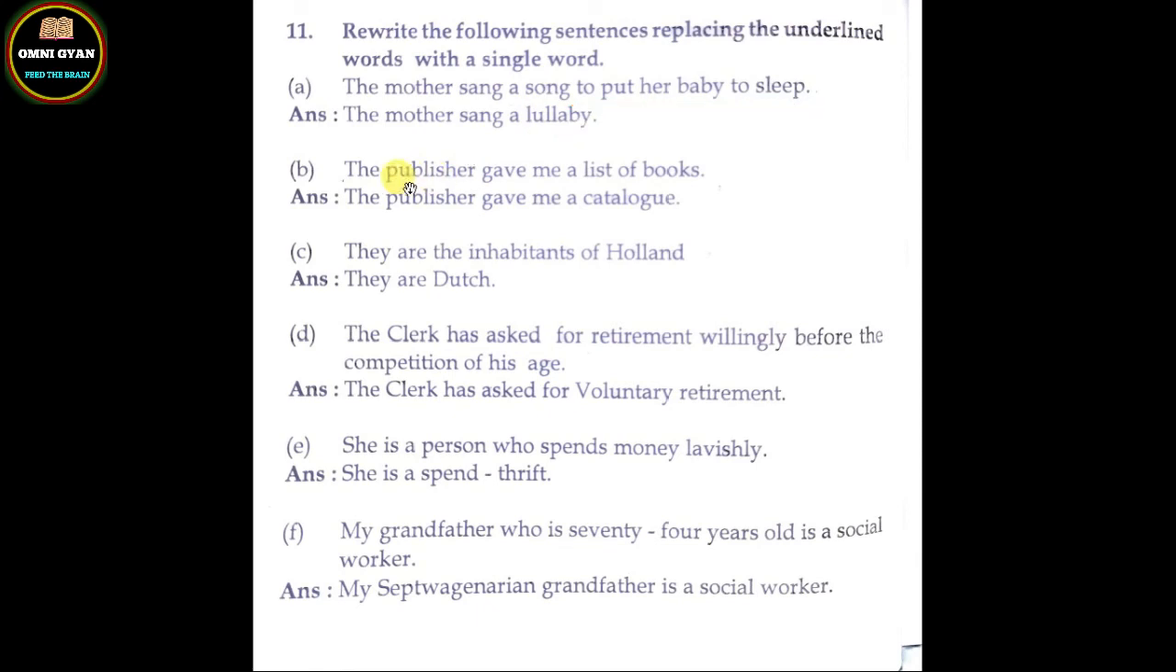Okay. Let's continue. The publisher gave me a list of books. A list of books is known as a catalog. For example, if the question is, the waiter gave me a card or a list of food items, a list of food items means menu. So the waiter gave me a menu, MENU. It is almost similar to that.